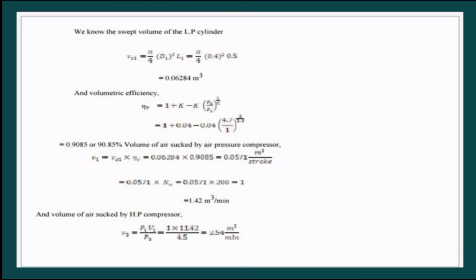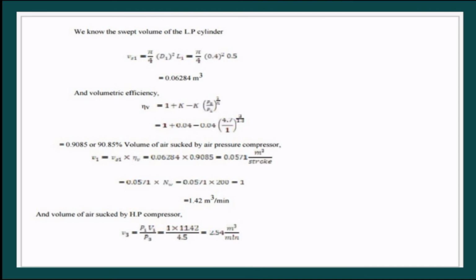For the volume of air sucked by the low pressure compressor, V1 is equal to VS1 times ηv. Substitute the value: 0.06284 times 0.905 is equal to 0.0571 cubic meter per stroke. That is 0.0571 times N, which is 0.0571 times 200, equal to 11.42 cubic meter per minute.